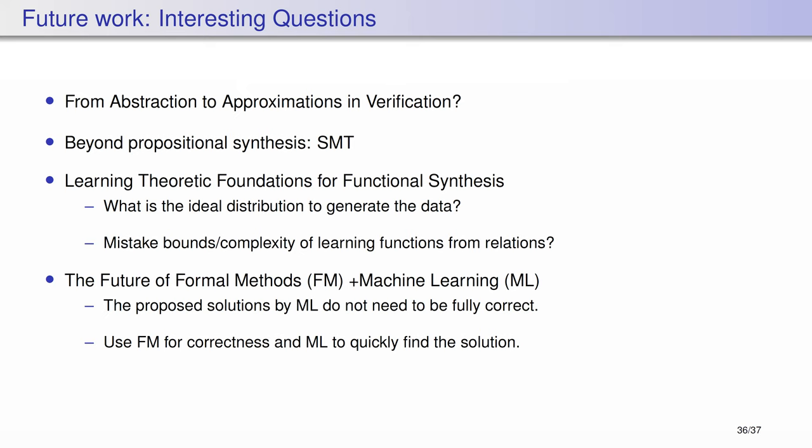That gives rise to lots of questions out there to look into. First, in the case of verification or symbolic reasoning, the formal methods field in general, there has been a lot of focus on abstraction. You start with sound abstractions and you slowly repair them. But perhaps relying on approximations, using data-driven techniques to first come up with some solution that is close, and then relying on formal method techniques to repair, may be a much better approach.